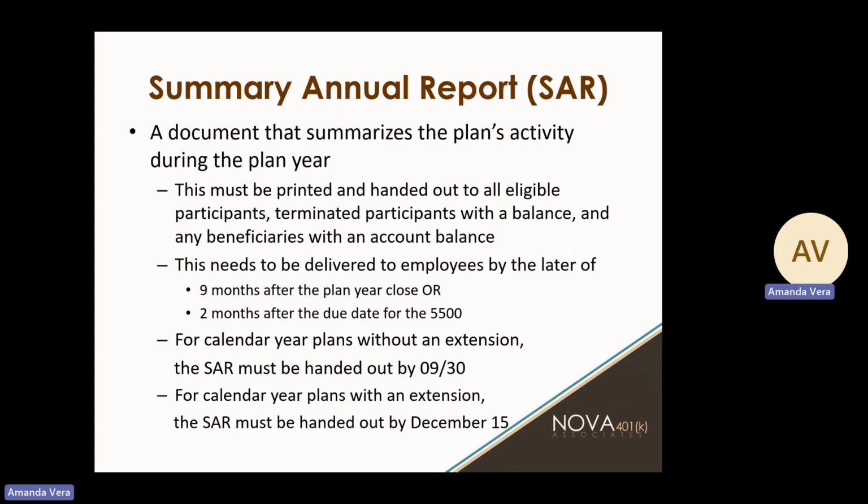So in that same example of a calendar year plan, if the filing is not extended, then the SAR must be handed out by 9/30, so September 30th. If it is extended, then you have until December 15th to supply the summary annual report to your employees and your participants with account balances.